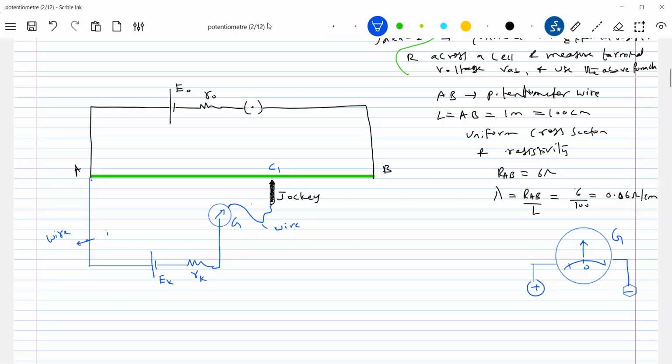What will our overall circuit be? I just put a straight wire here, and its point C1 is where the jockey J is. The jockey J will be a movable one. This is a galvanometer. Now, what is the basic principle of working of this?